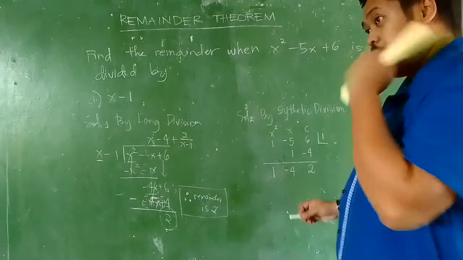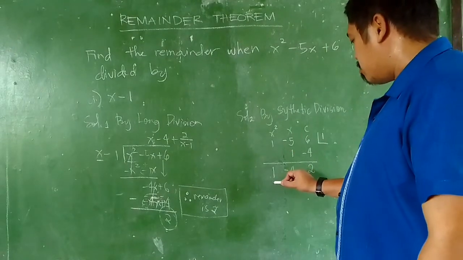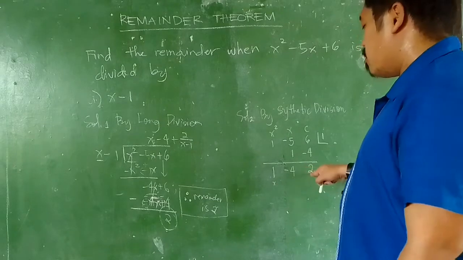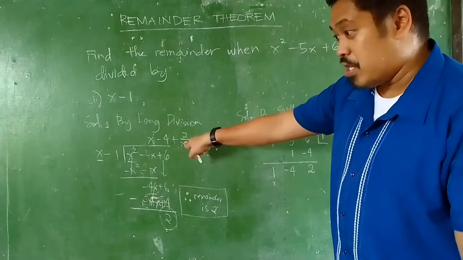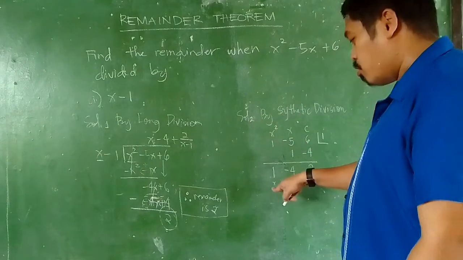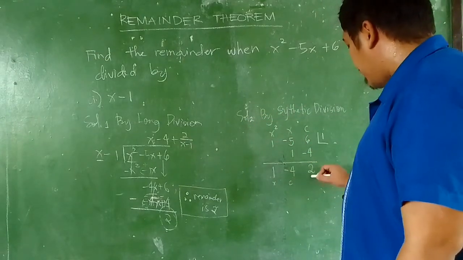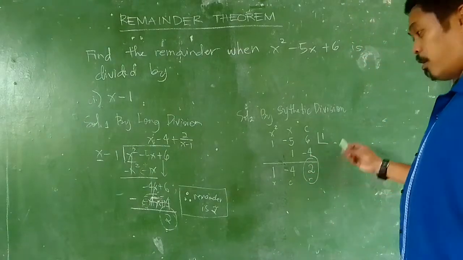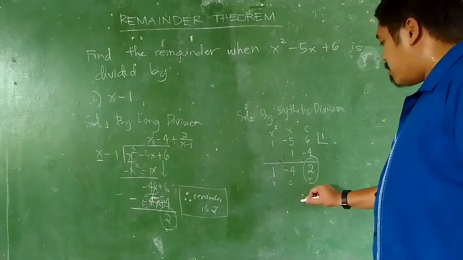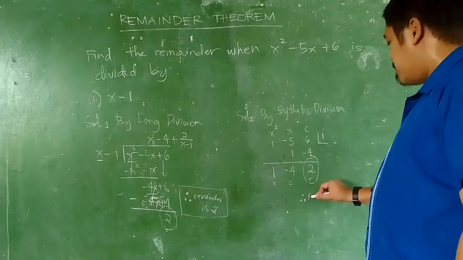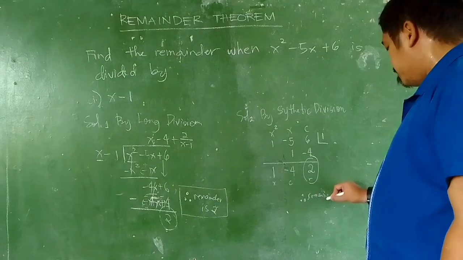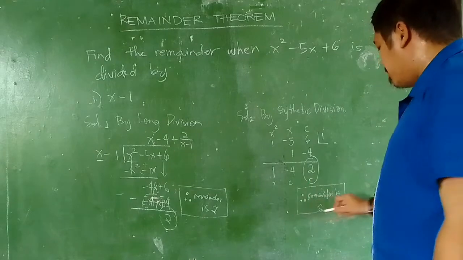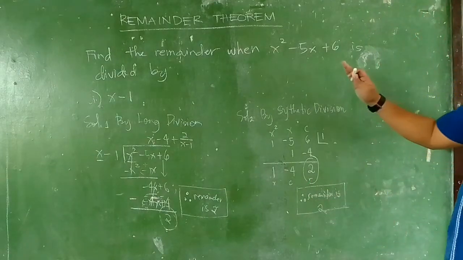Ideally, we then write the quotient, which begins with x minus 4, plus 2 all over x minus 1. But we are not after that. These are the coefficients of x and the constant value, and the number at the end is the remainder. You will notice that we obtain the same result. Therefore, your remainder is 2. So this is your second solution.